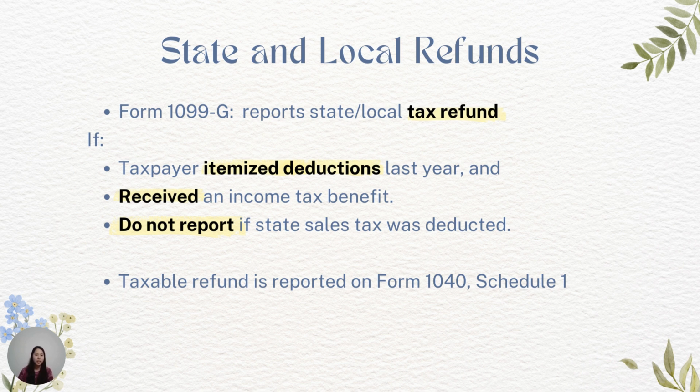Taxpayers who have been issued Form 1099-G have had refunds from that state income tax, meaning that a taxpayer itemized deductions last year and they received an income tax benefit. Meaning they paid withheld taxes to the state and then got a refund last year and were able to get money from their state in a tax refund. They will have Form 1099-G. You should not report this on the federal income tax return if state sales tax was already deducted.